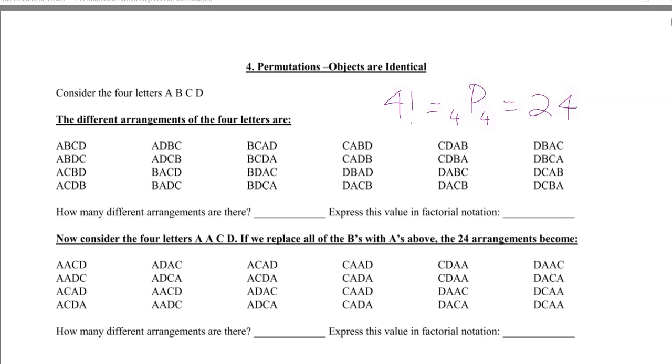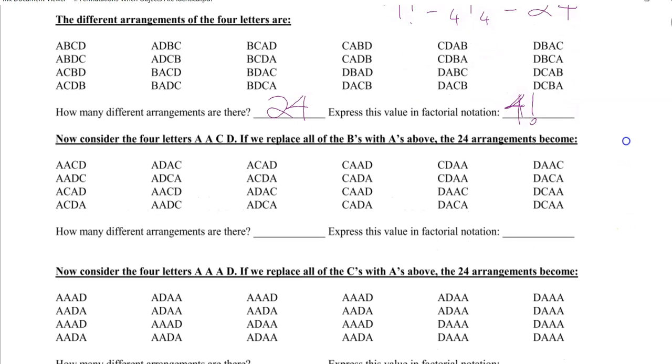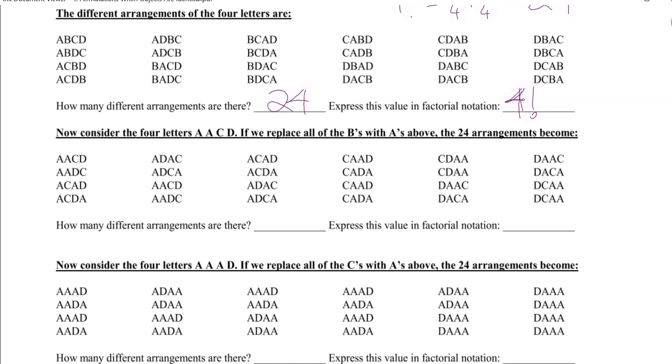And we have 6 columns with 4. So each of these is a different arrangement. How many? 24, as 4 factorial. Now, what if we replace all the B's with an A? Then here are our 24 arrangements.